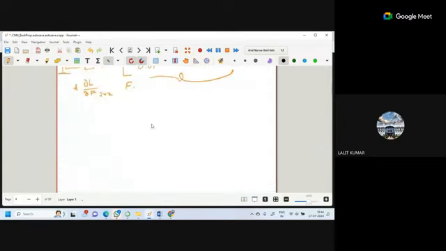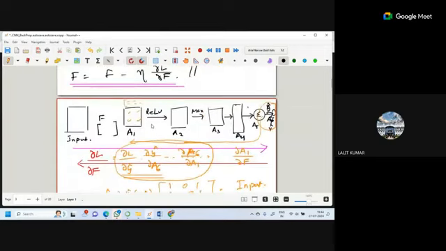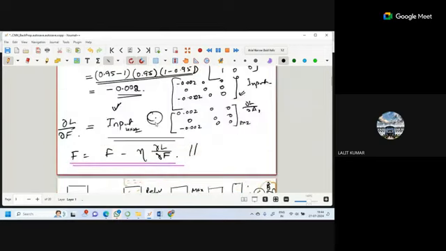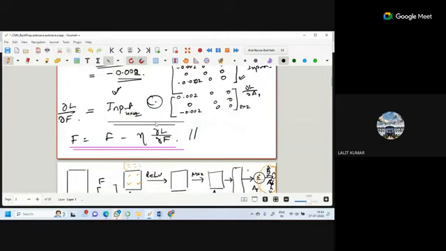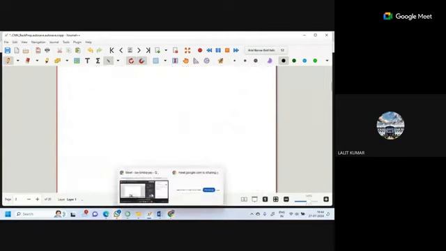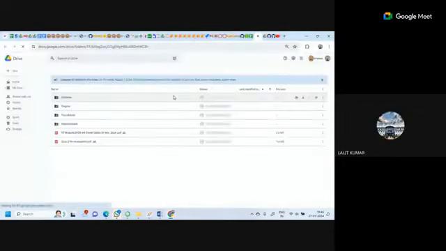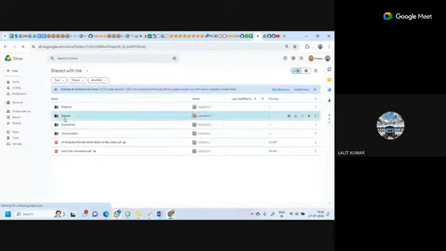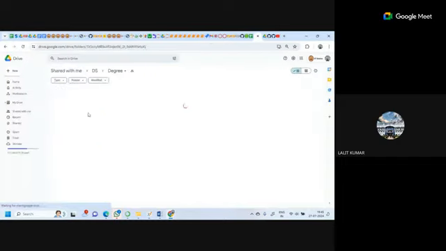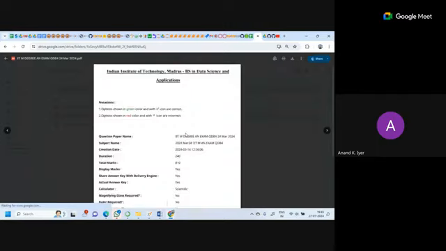Somebody can open it. I think this is from the previous term question paper, if somebody wants to check. Shall I open that? Which paper is that? This is the last term, January 24. Okay.